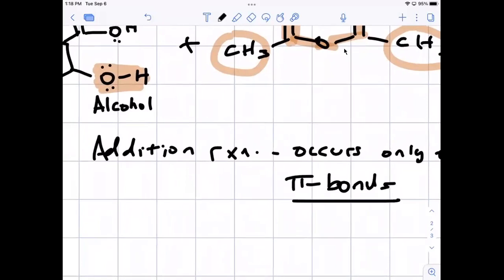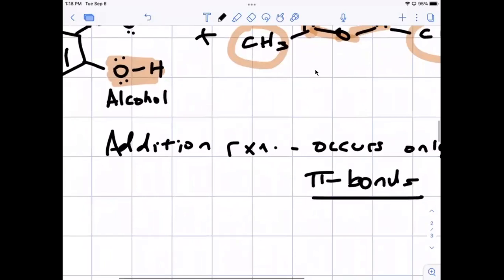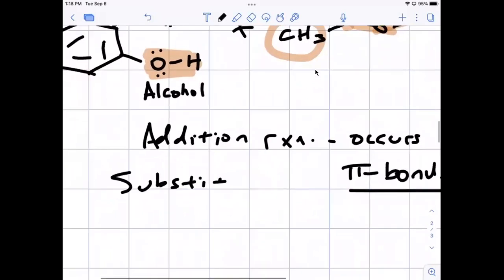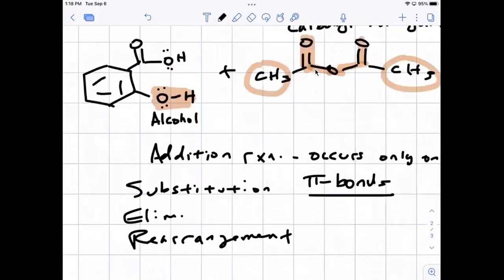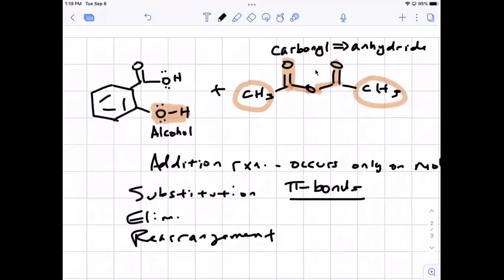Right, there are four types of reactions. You have addition, substitution, elimination, and rearrangement. So this reaction falls under the classification of an addition reaction, right?